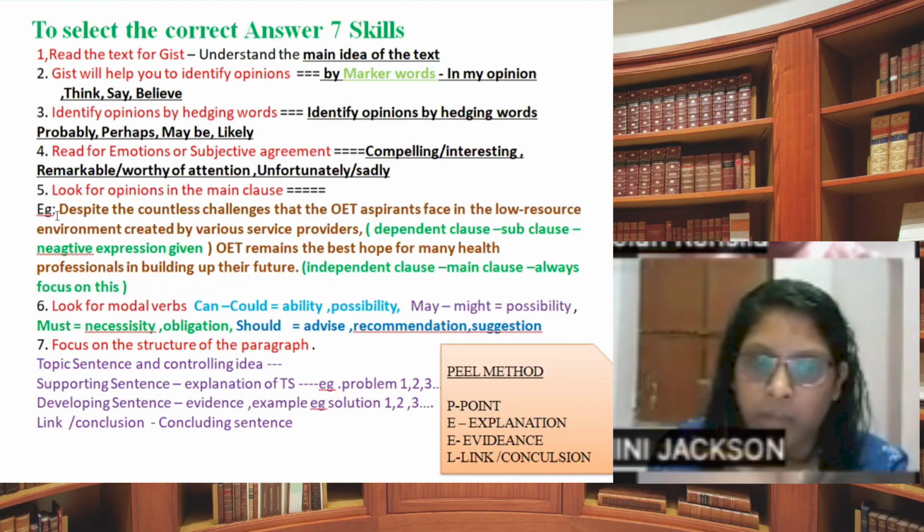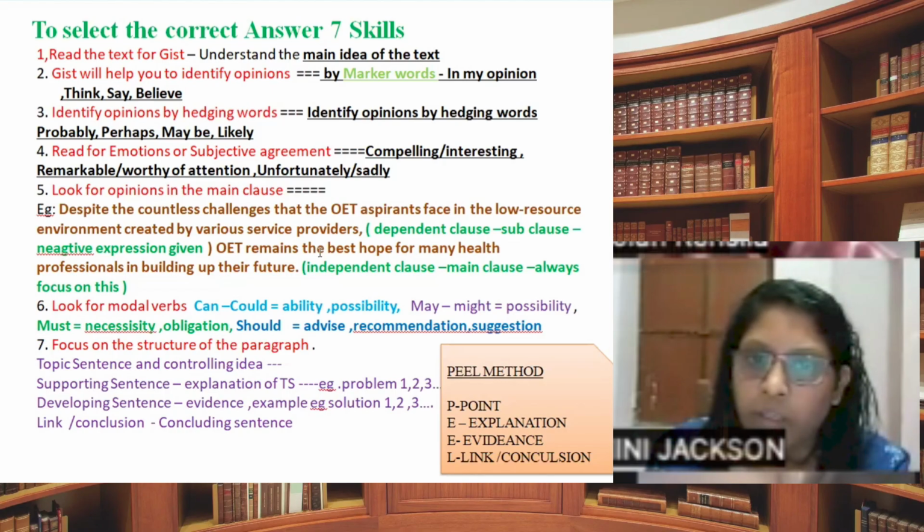Here I mentioned, say, father has given one example on one topic. Okay: despite the countless challenges that the OET aspirants face in the low resource environment created by the various services provided, this is the dependent clue. The other name is a sub clue. Here the sentence is expressing a negative expression.